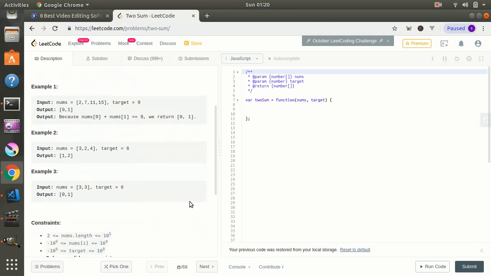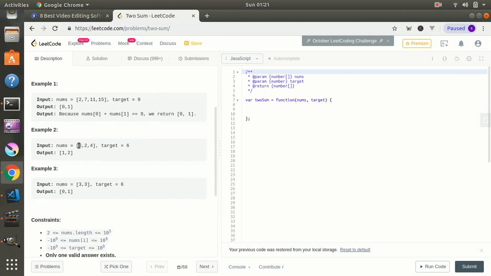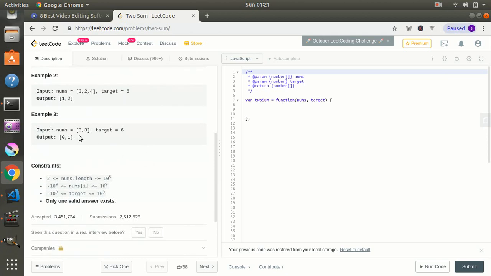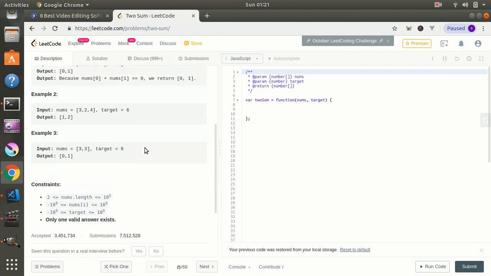And the next examples are similar. We have 2 and 4 adding up to 6, so we return their indexes. And we have 3 and 3, and they add up to 6, so we return the index of those. And notice here, 3 and 3, although it's the same digit, it's not considered the same element. It is the same in terms of the mathematical value, but it is a different element because it's at a different position in the array. So that is allowed.